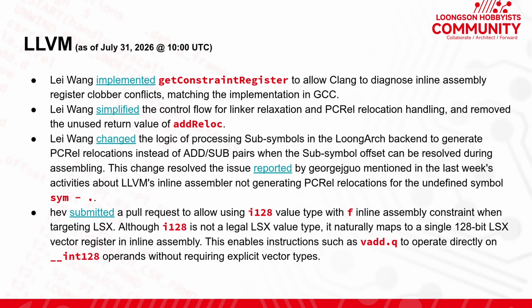Wang Rui, or Hef, submitted a pull request to allow using integer 128 value types with the F inline assembly constraint when targeting LSX, or the 128 bits Loongson vector extension. Although int 128 is not a legal LSX value type, it naturally maps into a single 128-bit LSX vector register in inline assembly. This will enable instructions such as vaddq to operate directly on the int 128 operands without requiring explicit vector types.